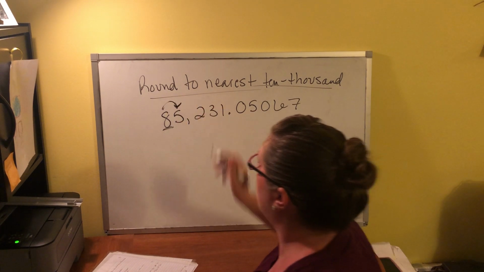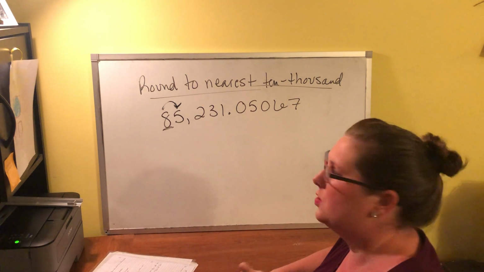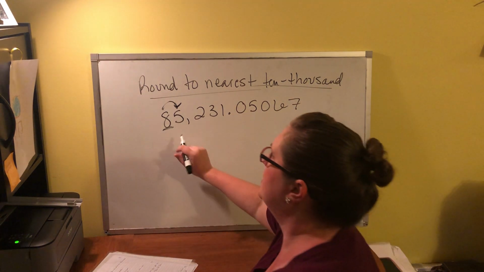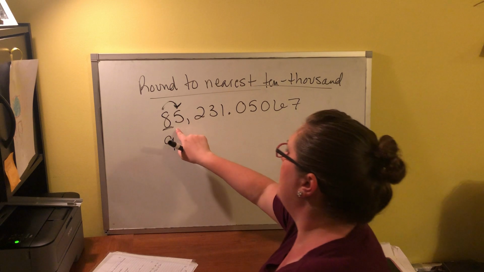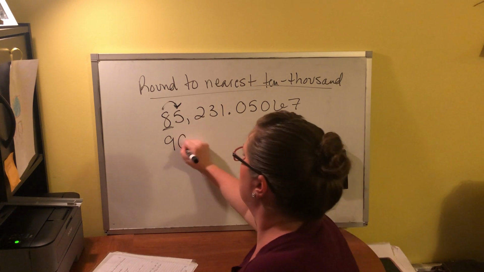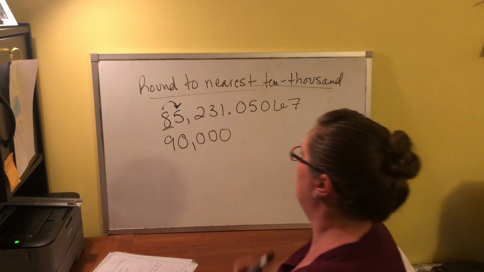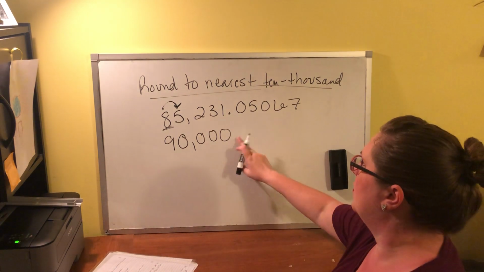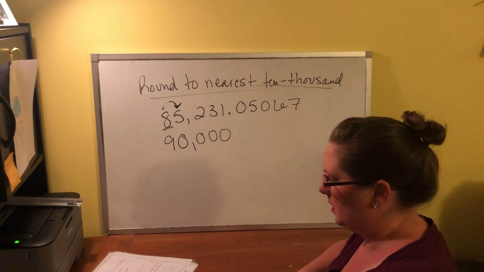Then we're going to look to the right. It's a 5. So remember, 5 or greater is when you round up. So you need to add 1 to the 8 to make it a 9. Now, everything else becomes zeros. So this becomes 90,000. You don't need to write the 0.0000. Doesn't need to be there. Okay?